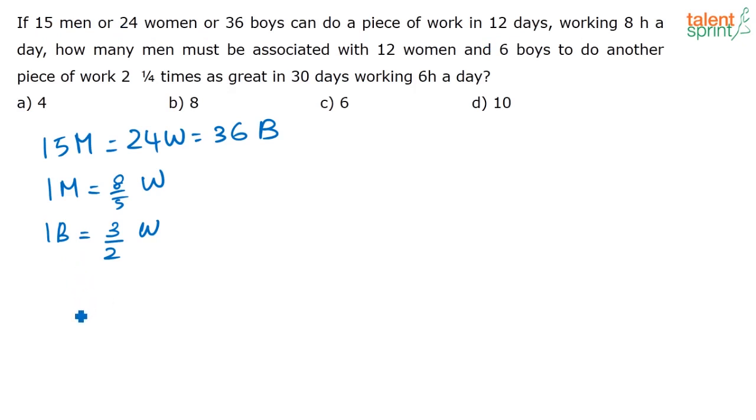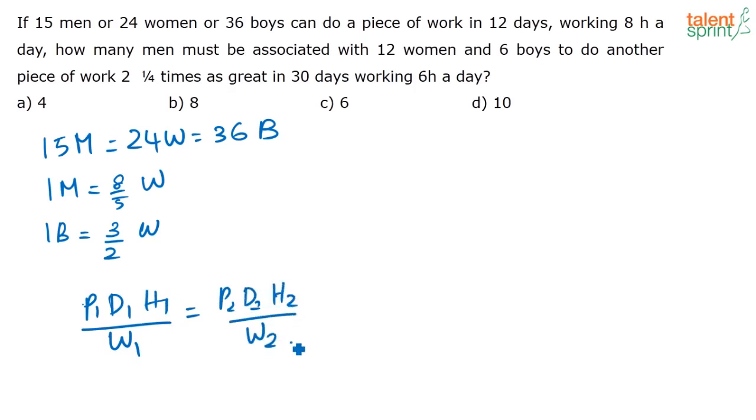See, again we know that the same formula P1 D1 H1 by W1 is equal to P2 D2 H2 by W2. The same formula you have to use again here also. So I am converting everybody in terms of women. So the question is, how many men must be associated with 12 women and 6 boys?